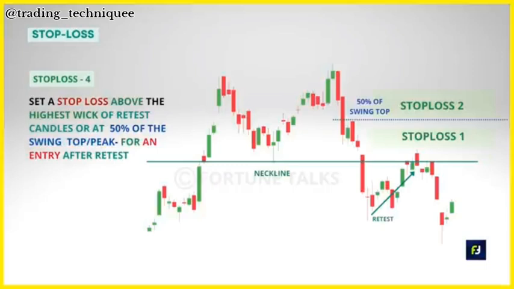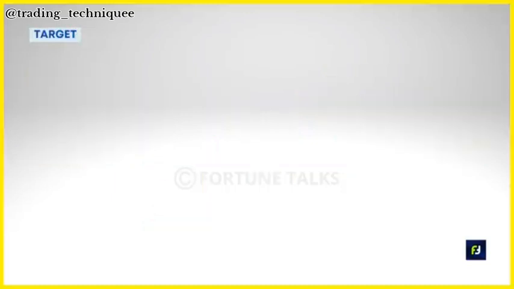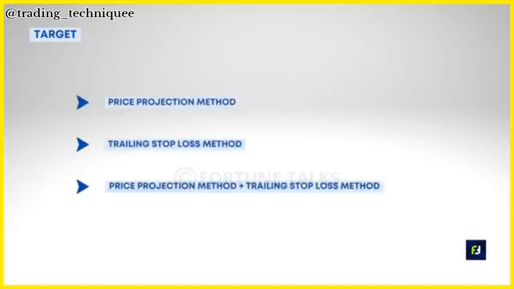Now the last method is if you are entering after a retest. In such a scenario, the stop loss can be placed just above the highest wick of the group of retest candles, or you can be more conservative and place the stop loss at 50% of the width of the pattern. Now how to set your targets? As you may have guessed, there are 3 techniques to exit your trades: price projection, trailing stop loss, and a combination of these 2 methods. Let me explain each one of them.